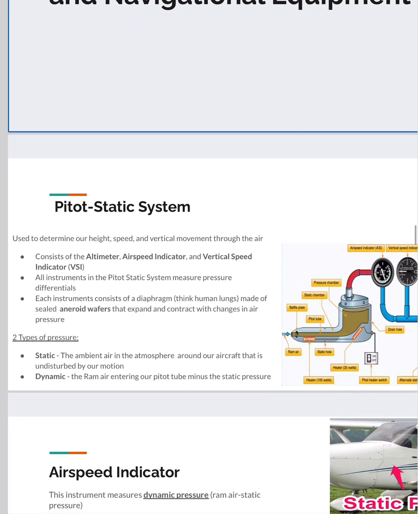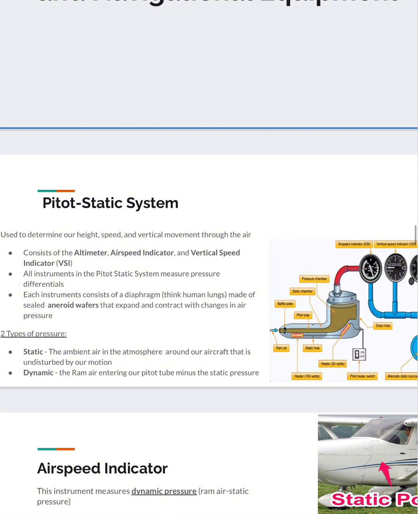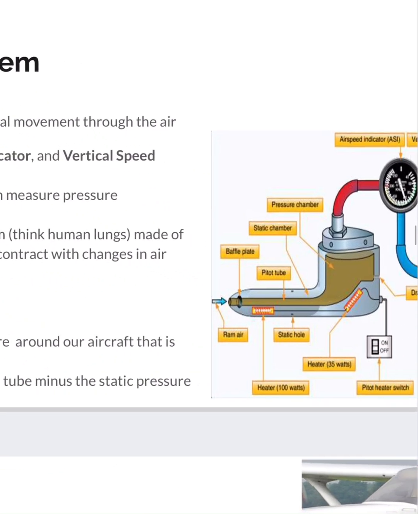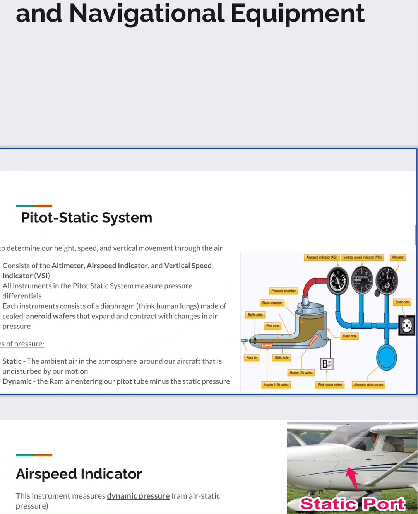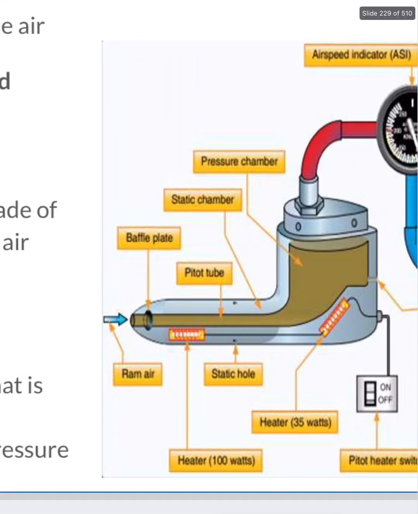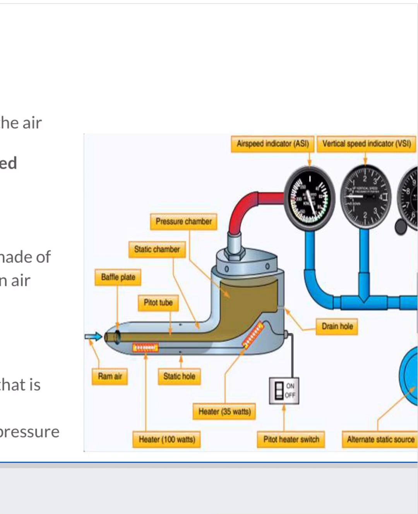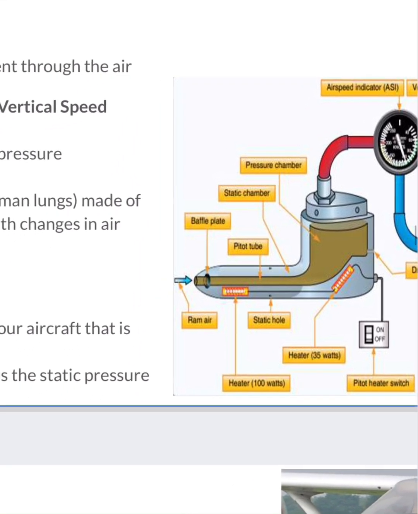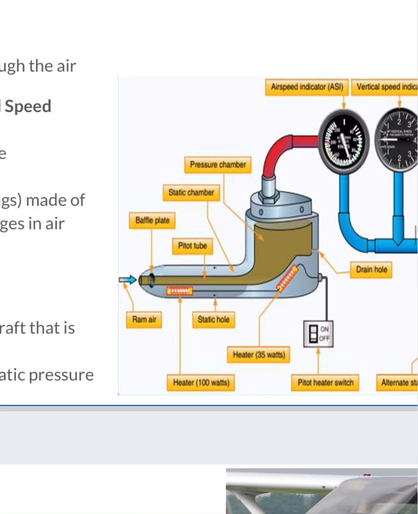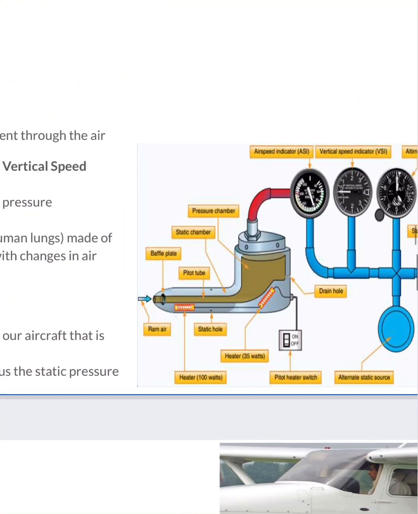Then we have dynamic pressure, which is ram air. So ram air comes in through a pitot tube, as we can see here, and heads straight into the airspeed indicator. We also have to compensate for different changes in altitude, so we connect this to a static line as well. That's all dynamic pressure is.